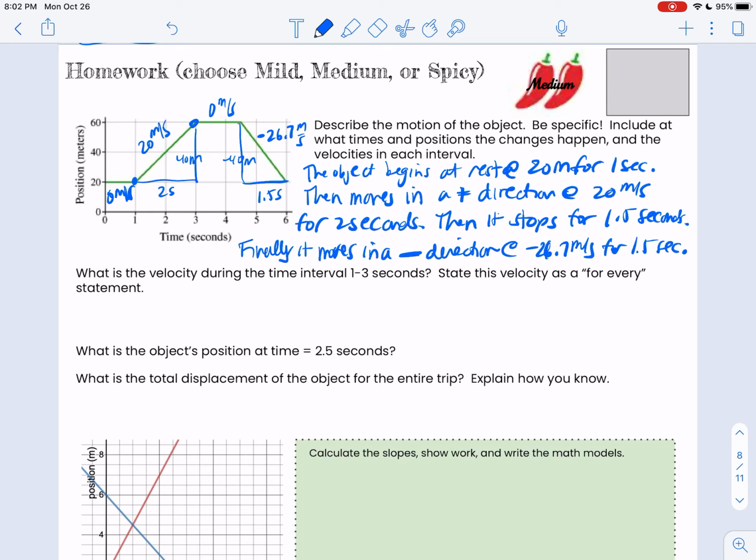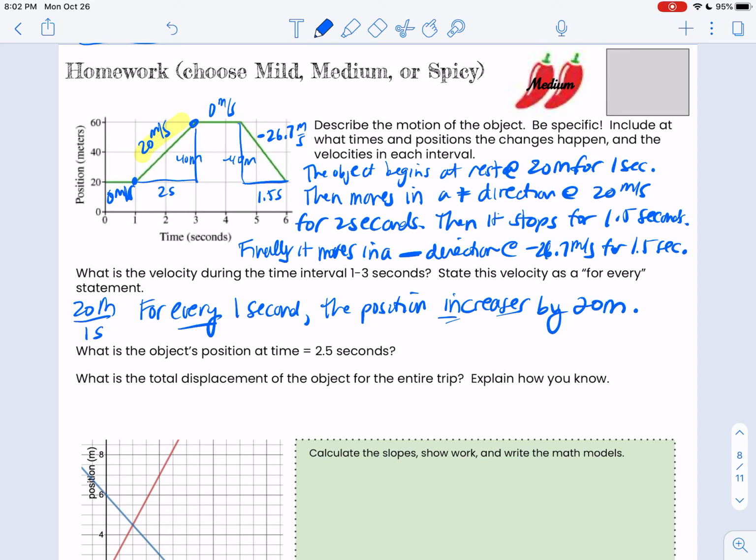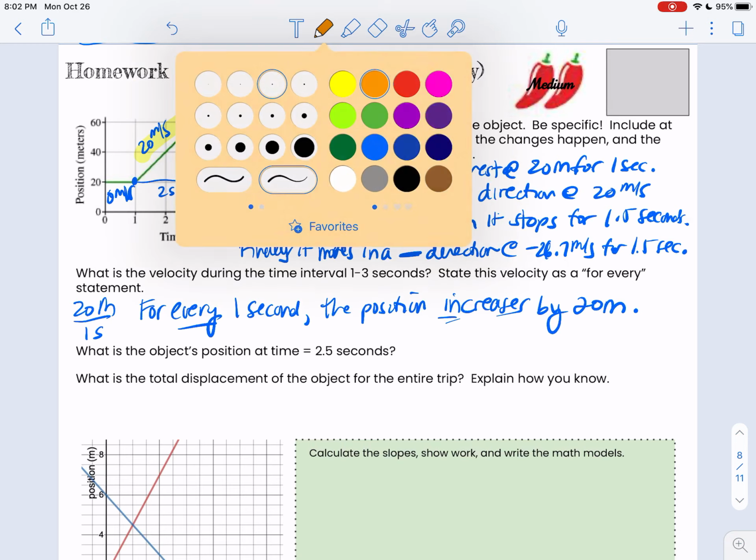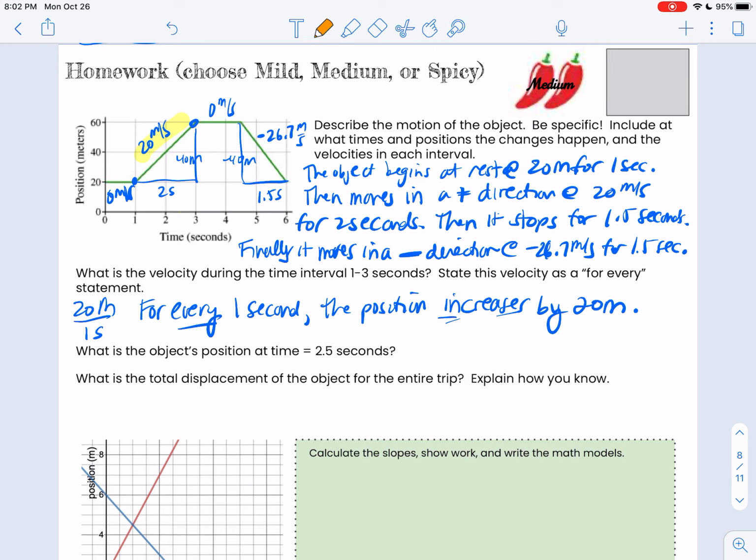What is the velocity during the time interval 1 to 3 seconds? That was this one, 20 meters per second. So 20 meters per 1 second means for every 1 second, the position increases, because it's going in a positive direction, by 20 meters. What is the object's position at 2.5 seconds? I'm just simply going to read from the graph. So 2.5 seconds is halfway here, which looks about halfway here, which is going to be about 50 meters.